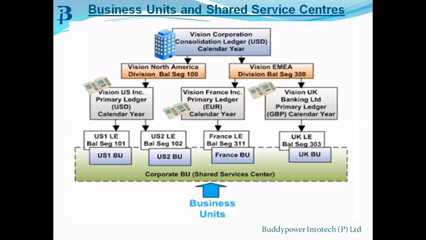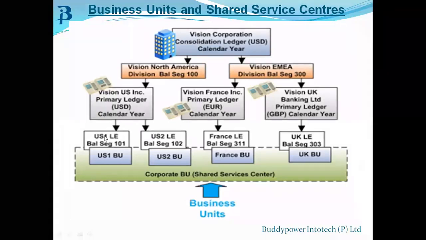So the transactions being carried out by legal entities are then accounted to a business unit. On behalf of these legal entities, your business units are the ones which will do your day-to-day transactions. So basically the transactions of a legal entity are then recorded to a primary ledger for statutory reporting. You can see there's a primary ledger for each legal entity. On behalf of this, the BUs work for the legal entity.